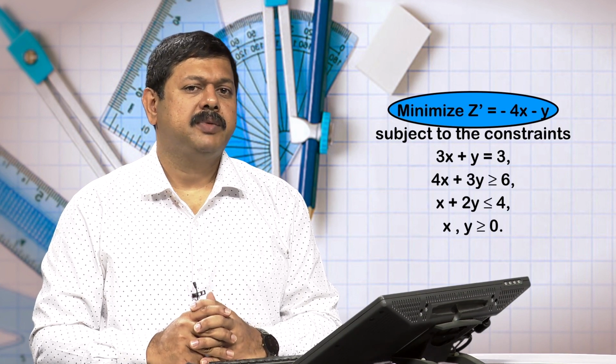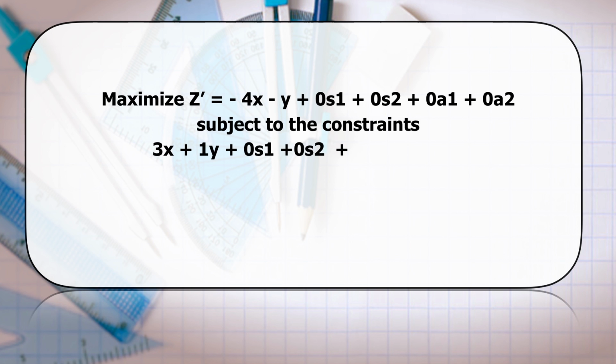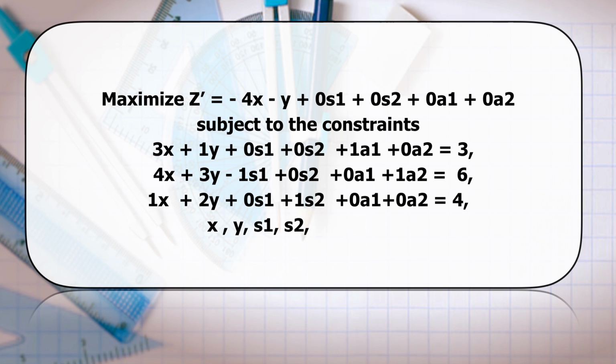In order to use the simplex method, we need a standard form, and hence we have maximize z' = -4x - y + 0s1 + 0s2 + 0a1 + 0a2 subject to the constraints 3x + 1y + 0s1 + 0s2 + 1a1 + 0a2 = 3, 4x + 3y - 1s1 + 0s2 + 0a1 + 1a2 = 6, 1x + 2y + 0s1 + 1s2 + 0a1 + 0a2 = 4, where the variables x, y, s1, s2, a1, a2 are all greater than or equal to 0.